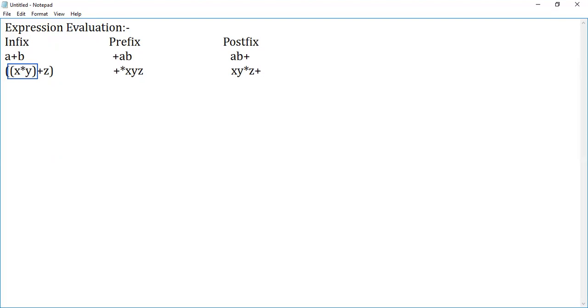Is this clear, guys? This is a naive approach I'm showing you. As soon as you see the expression, how can we find out the answer for it?